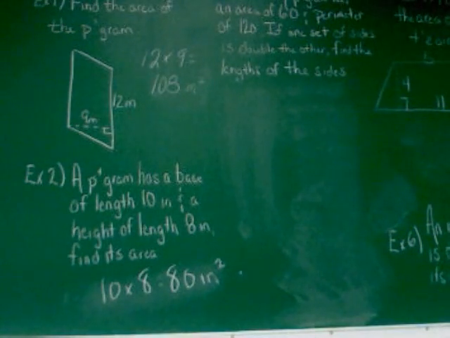All right, example 3 will be a challenge. A parallelogram has an area of 60 and perimeter of 120. If one set of sides is double the other, find the lengths of the sides.